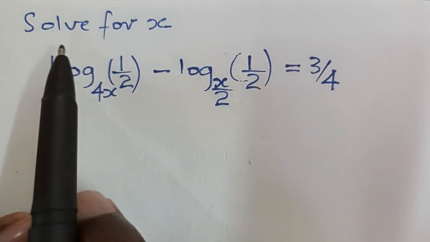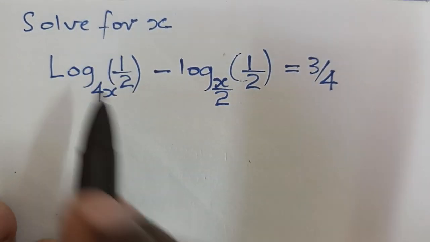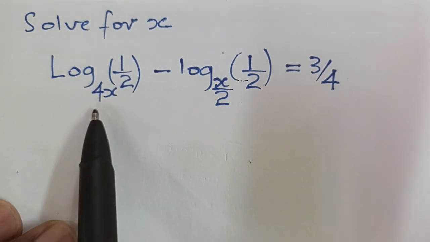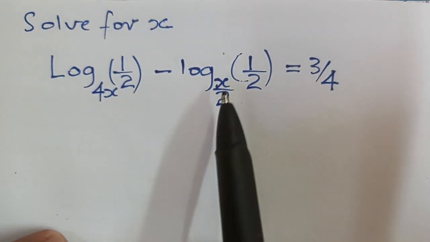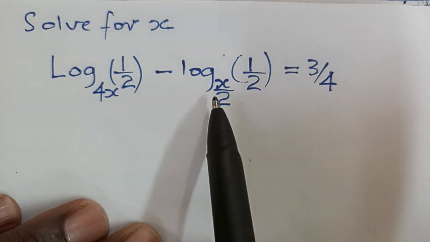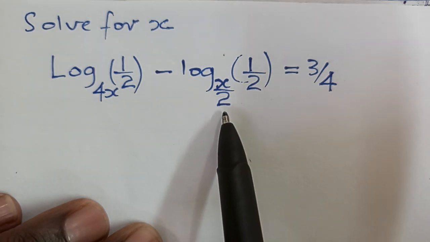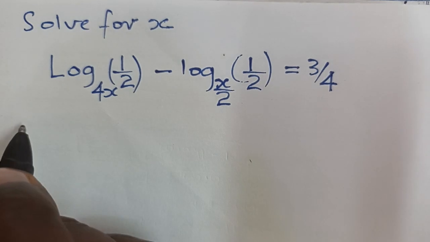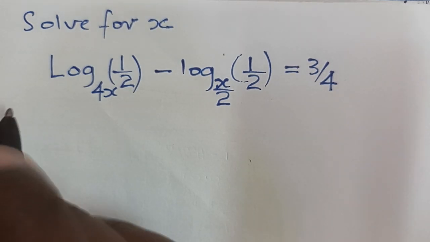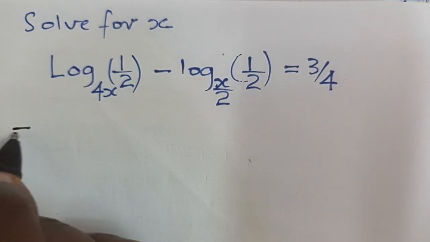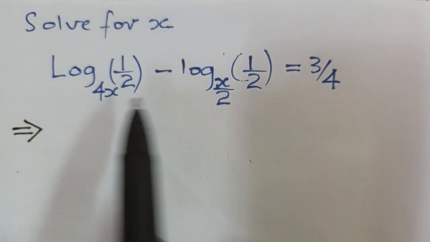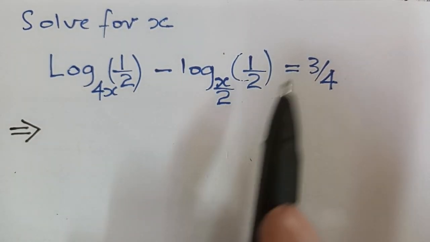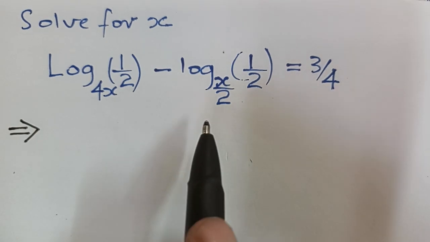I read the question. So for x, we have log a half to base 4x minus log a half to base x, all over 2, is equal to 3/4. And so guys, we now solve this problem. I can change all this into base x. And so I write the question into base x.